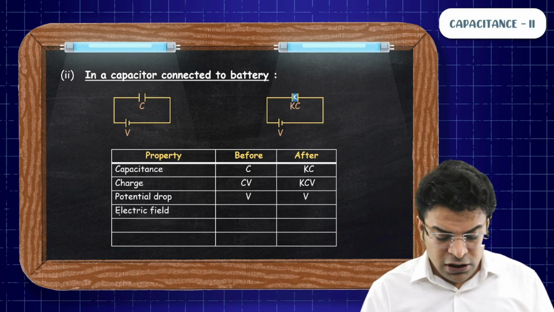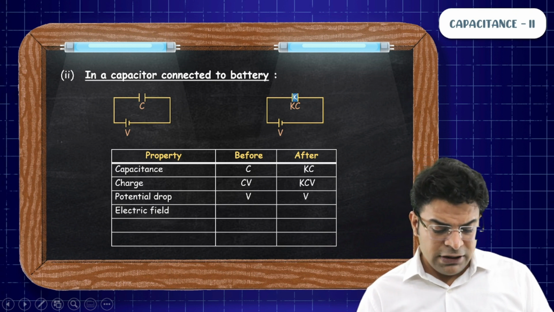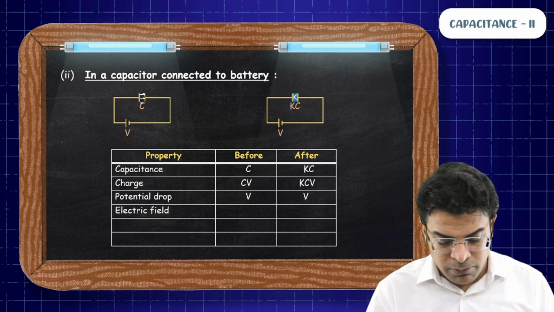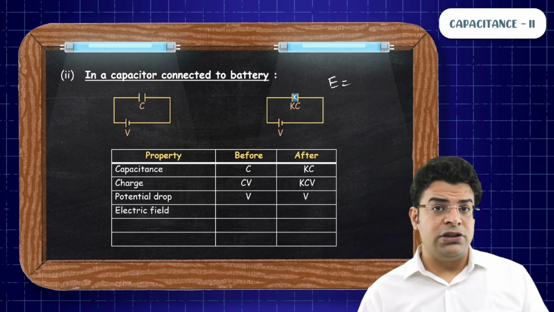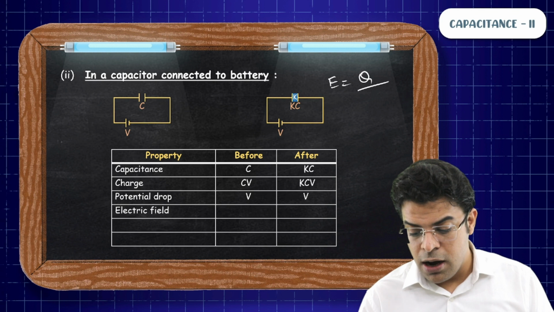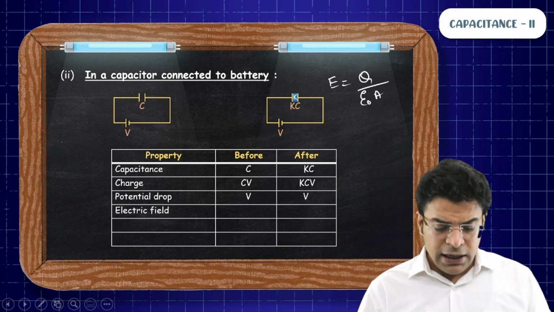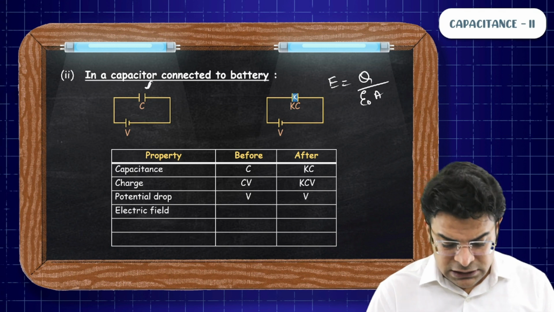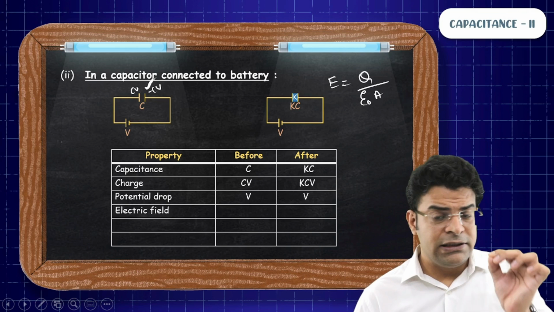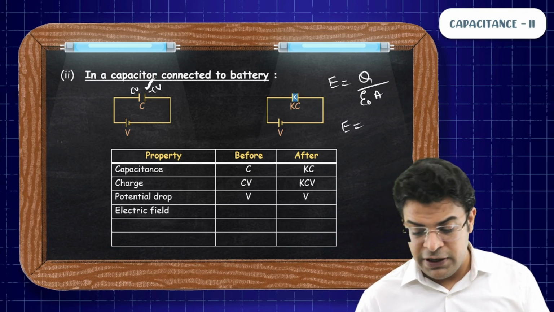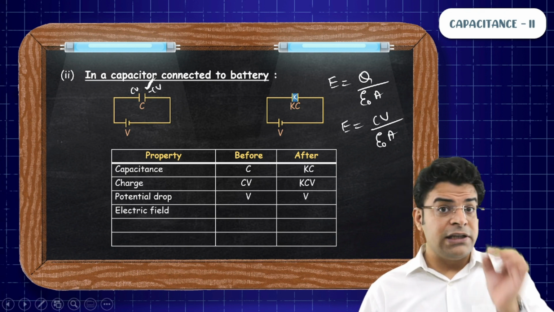Next, what about the electric field between the plates of the capacitor? Electric field between the plates of the capacitor is given by Q upon epsilon naught A. Yes, sir. In the first case, since you know that the charge will be CV and minus CV, the electric field between the plates will be CV upon epsilon naught A. This is the initial electric field.